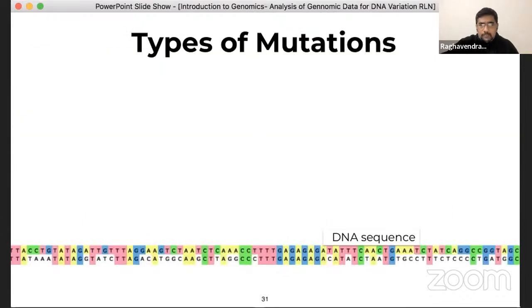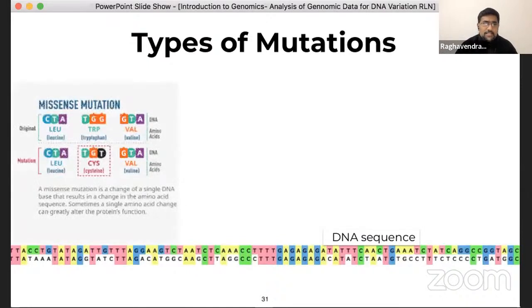So, single nucleotide mutations can be of several kinds. Substitution mutations can be of several kinds. One of these is the missense mutation, which changes only one DNA base pair, and that results in a substitution of one amino acid for another in the protein made by the gene.